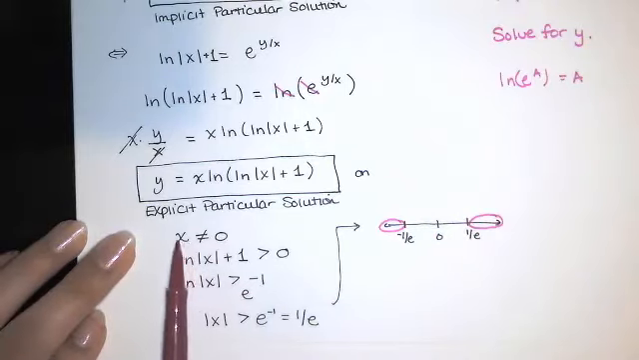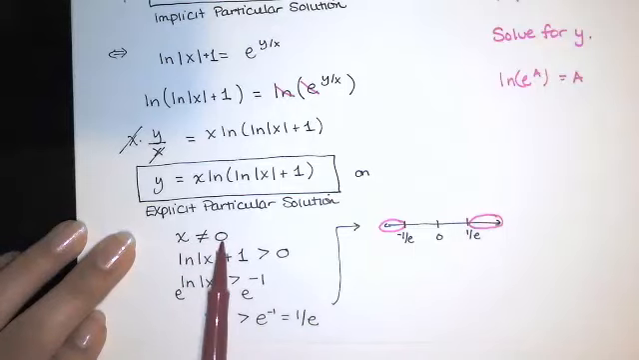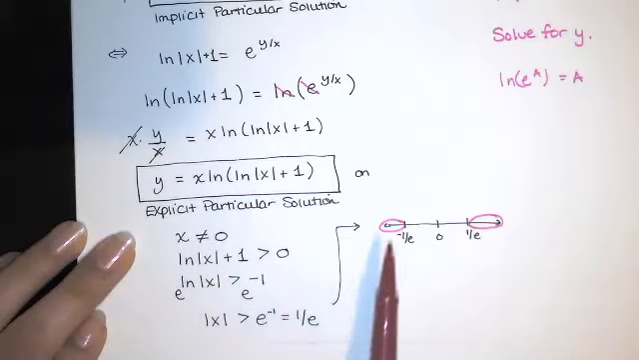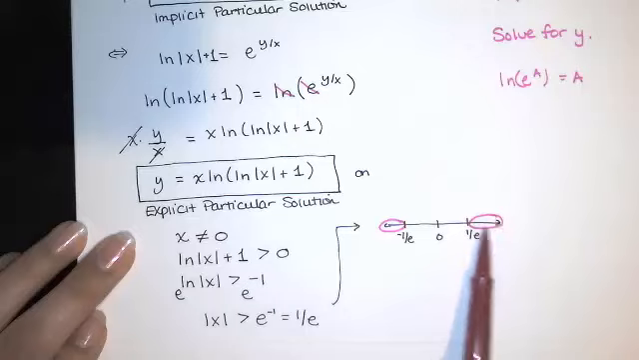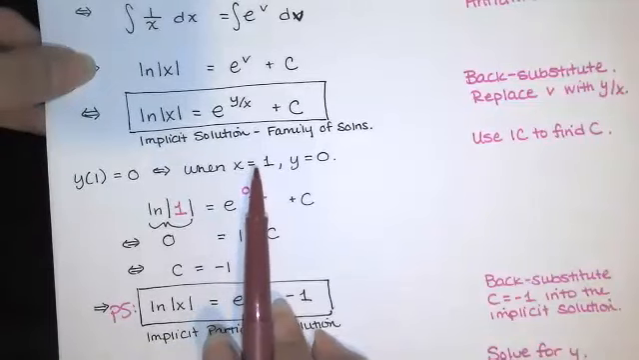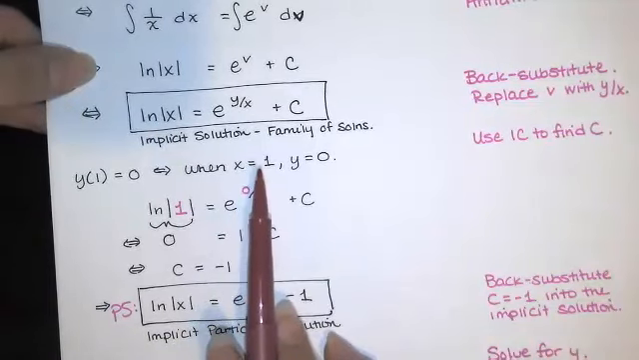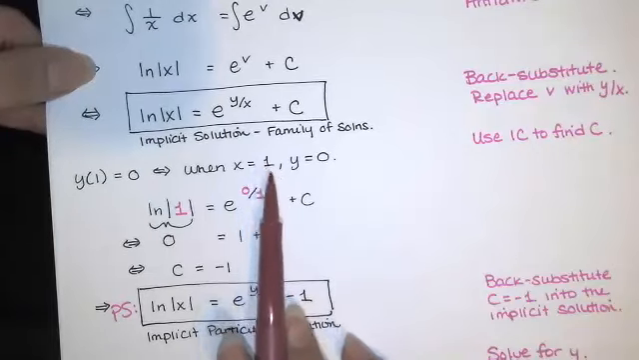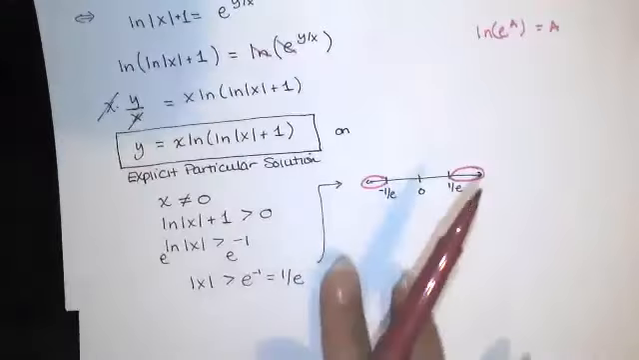So we don't want an interval that includes x equals 0, because x is not allowed to be 0 for this function. And it needs to be either in this branch or in this branch. And it needs to include the point x equals 1, because the solution curve has to pass through the point x equals 1, y equals 0.